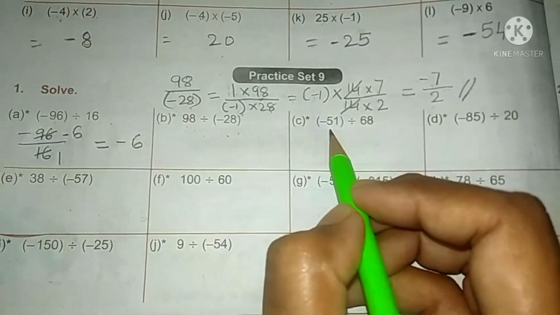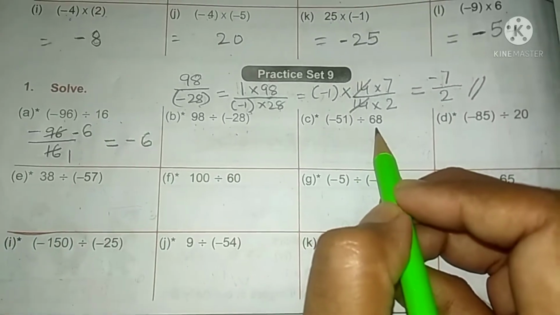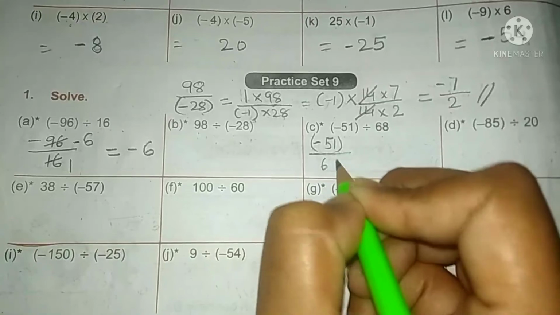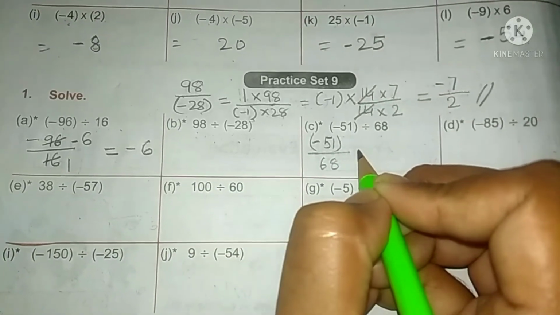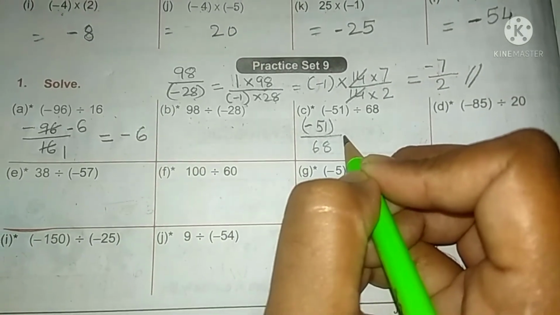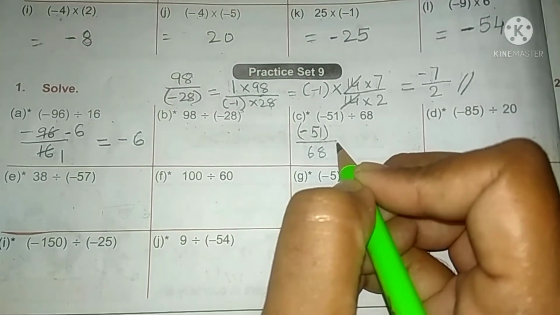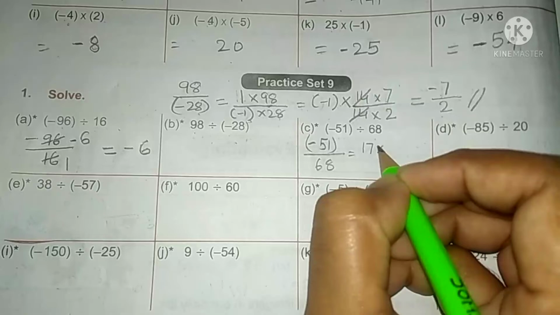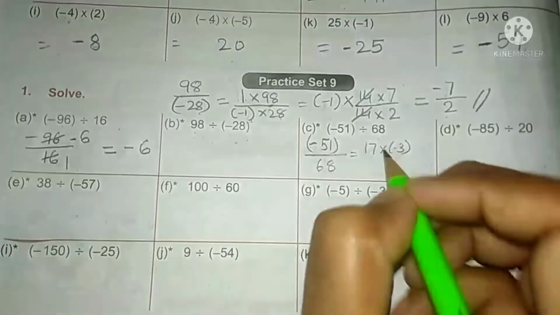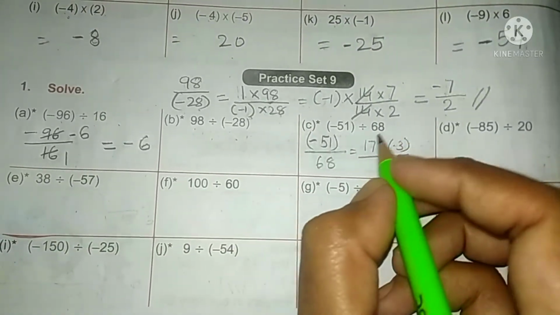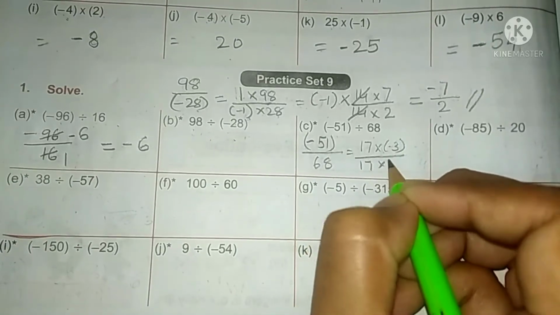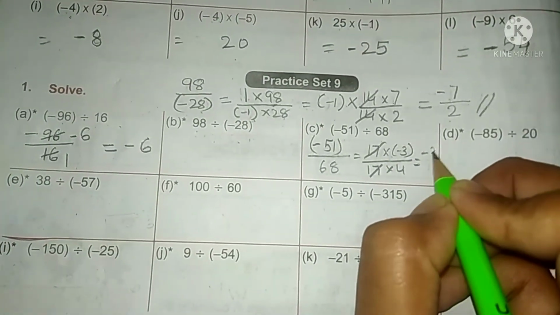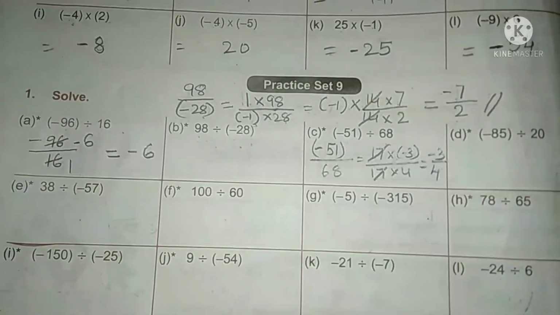Now minus 51 divided by 68. So we have to divide minus 51 by 68. How are you going to divide this? Minus 51 and 68 are divisible by which number? Here it is divisible by 17. 17 threes are 51, and the next one is 17 fours are 68. So what will you get? 17 will get cancelled. So minus 3 upon 4.